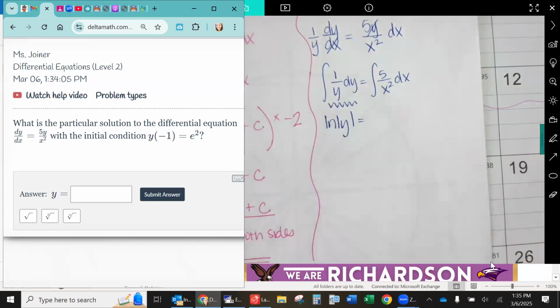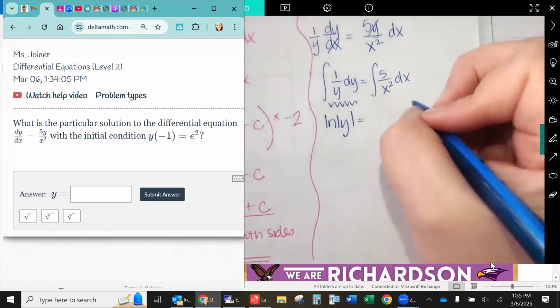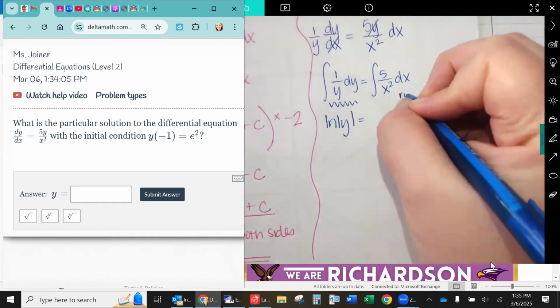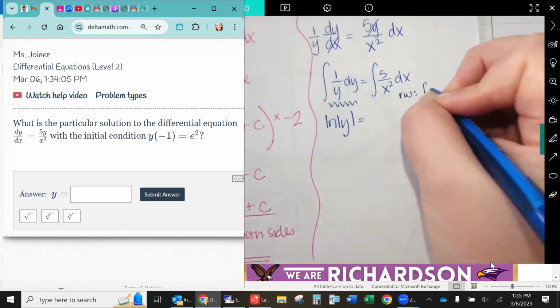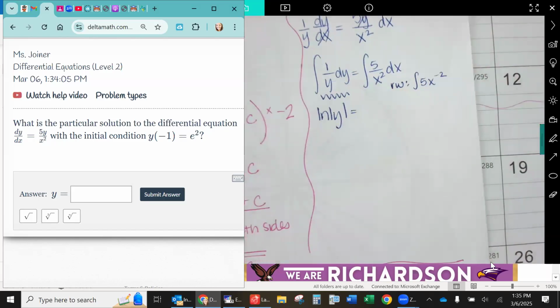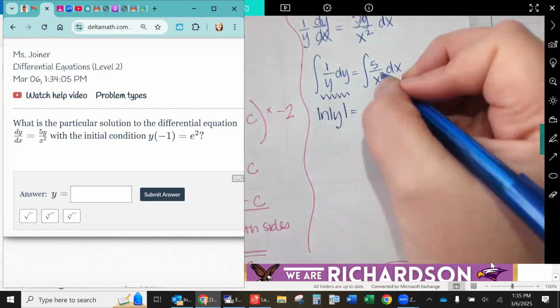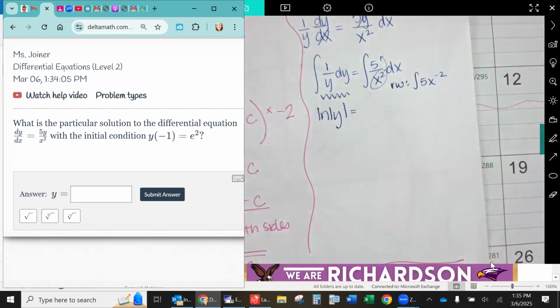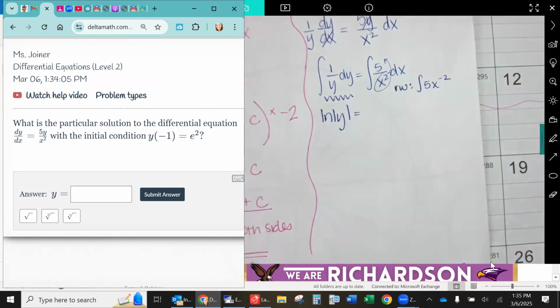But what about if it's over x squared? That would be a rewrite. I'll use a negative in the exponent. Okay, so for this side, I'm going to rewrite. This is really 5x to the minus 2. Okay, I'm going to have to pull this one up because it's not just a 5 over x that would bring me to ln. It's a 5 over x squared.